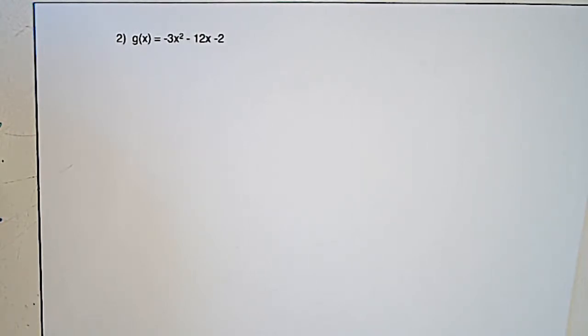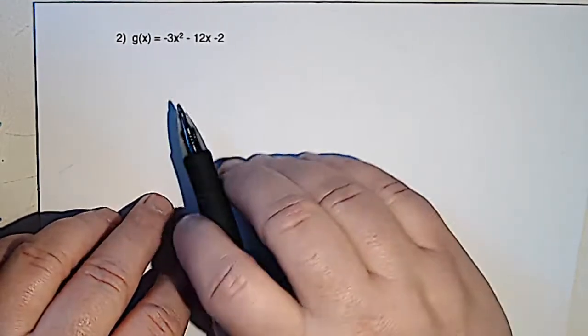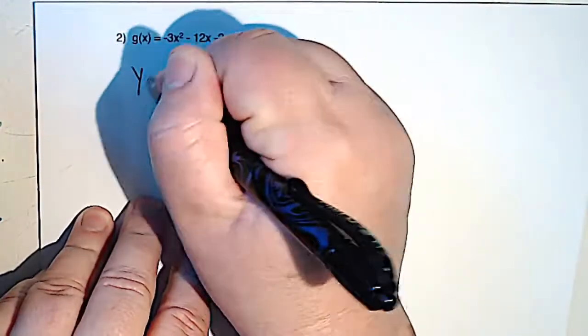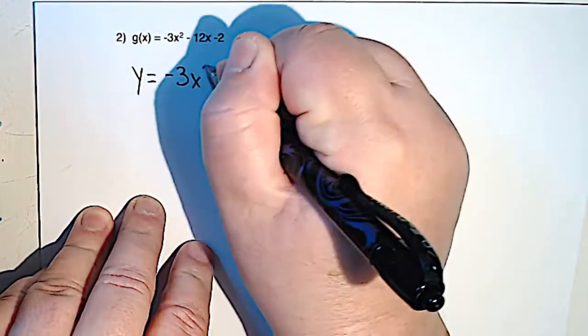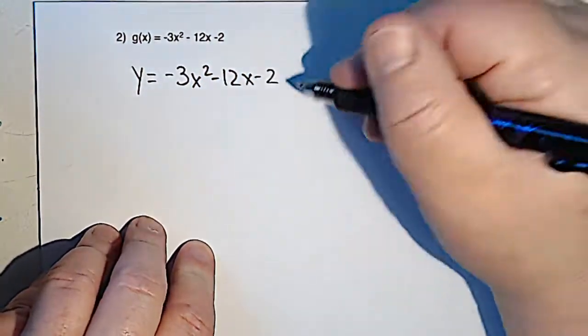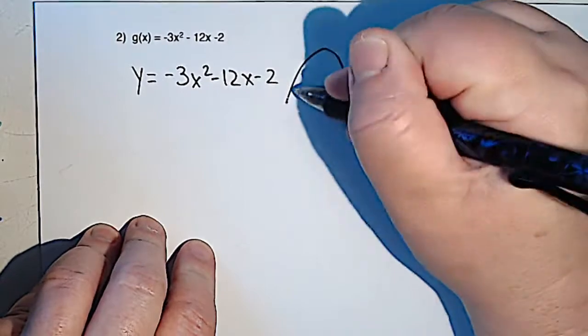First thing, I look at this and I see a parabola. How do I see a parabola? I see a parabola right there, the x squared. This is y equals negative 3x squared minus 12x minus 2. This is a parabola, and this parabola opens downward.